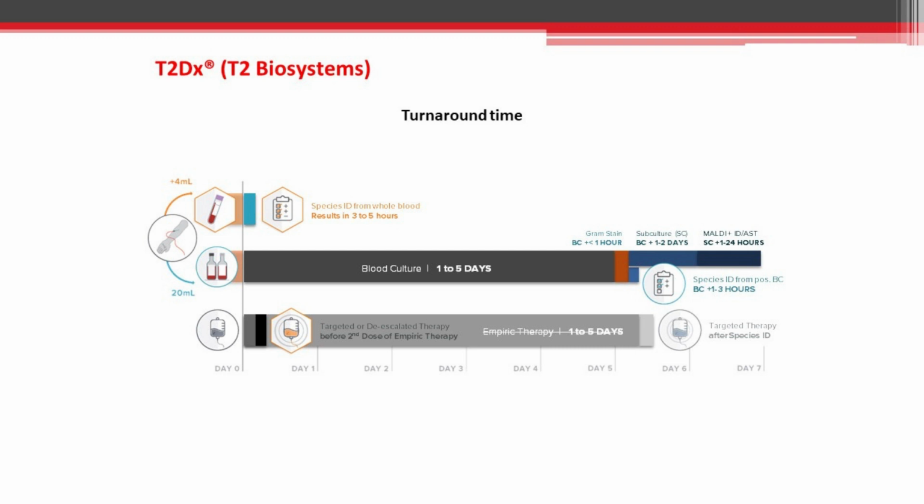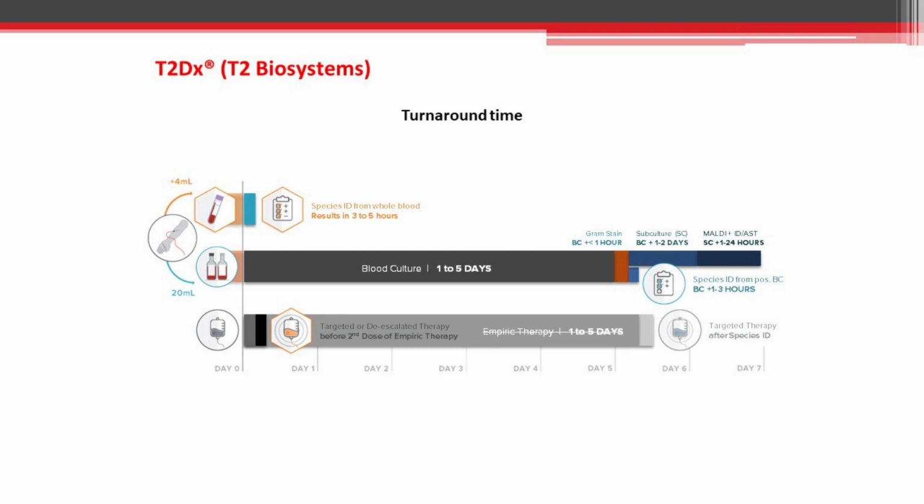So you can have a result for species ID, and if you use the T2 Resistance panel, you can have the result as well for some resistance markers in the space of 3 to 5 hours. And that's a really good comparison with the other available technologies.